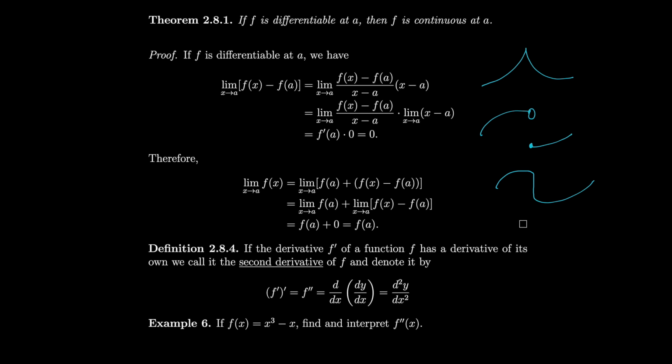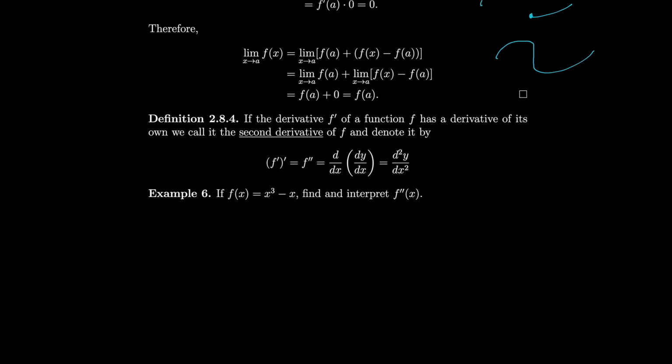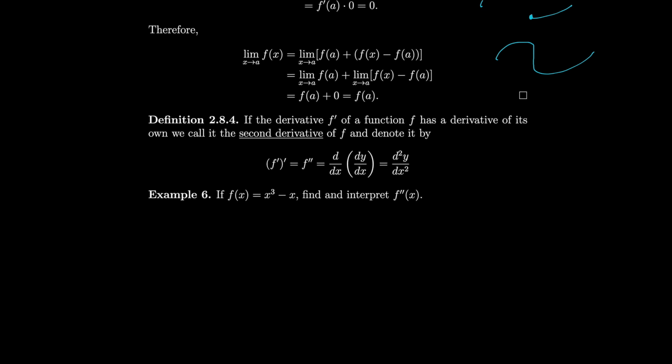Okay, so if f of x equals x cubed minus x, let's find and interpret f double prime of x. By example 2, we already know that the derivative of f is 3x squared minus 1. We calculated that the long way. So that means that we just have to calculate the derivative of that. So f double prime of x is equal to the derivative of f prime, which is equal to the limit, by definition, of f prime of x plus h minus f prime of x over h.